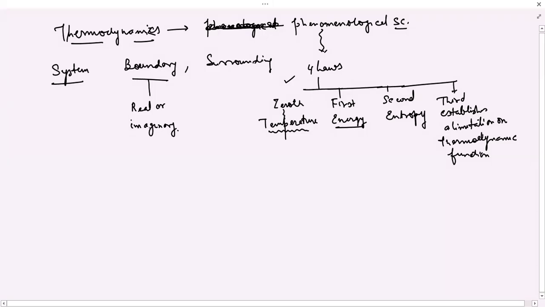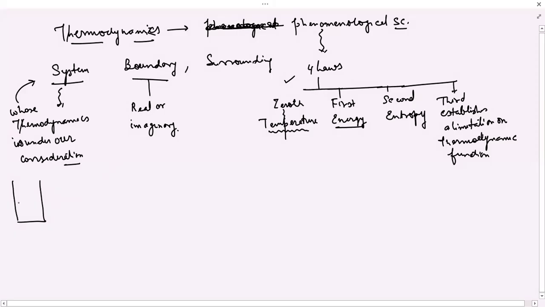System is something which we study. The thermodynamic system is something whose thermodynamics is under our consideration. Whose thermodynamics is under our consideration, that particular thing is called a thermodynamic system. It can be as small as possible or as large as possible. For example, you can take a beaker with water inside. This is also a thermodynamic system. Even something as big as an ocean is also a thermodynamic system.